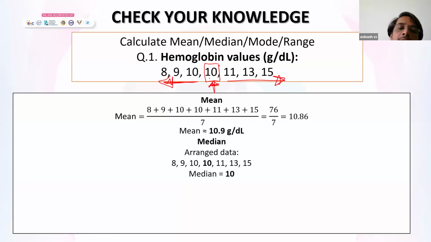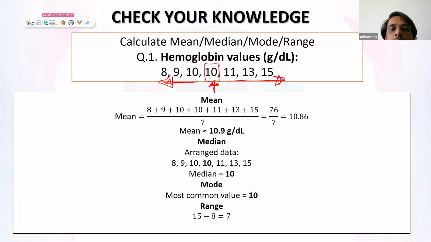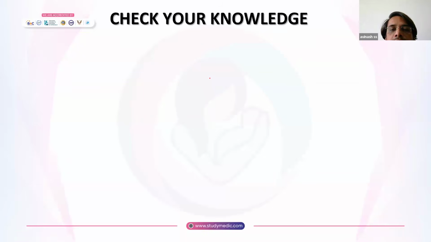N is 7. N plus 1 by 2 is the fourth value. That way also you can find. Mode is the most common value. Here 10 has occurred twice, so 10 is the most common value. So this is how we calculate the measure of central tendency.